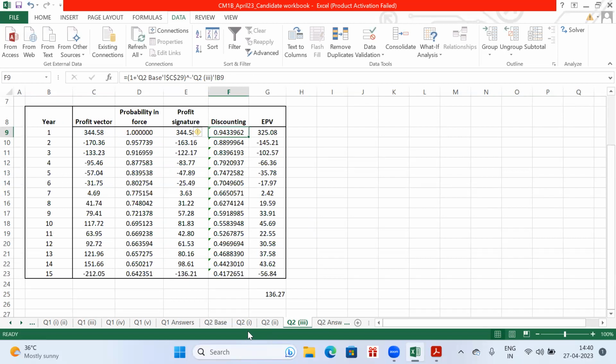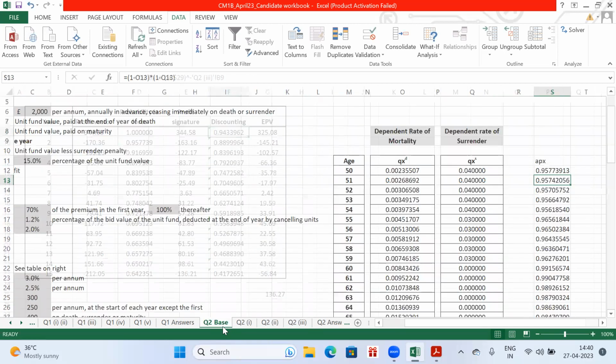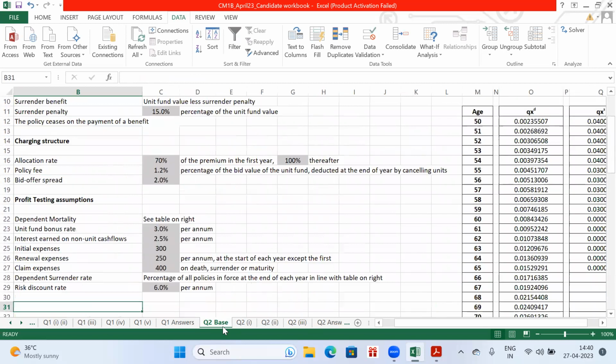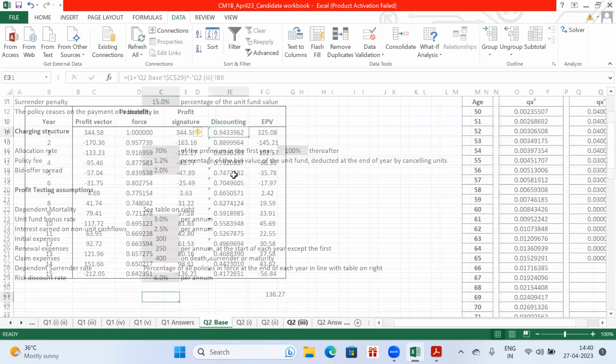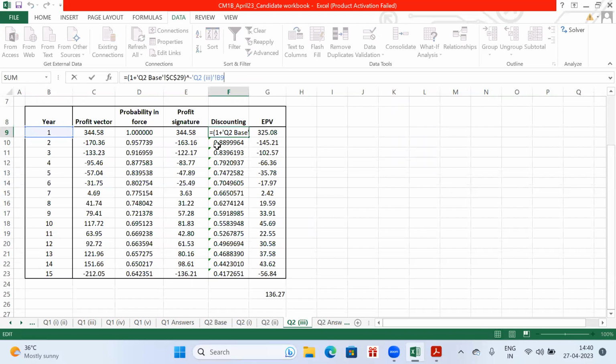Discount rate is given to us in this last value, which is 6%. We have to calculate it on 6% risk discount rate, and to the power minus time, and EPV is nothing but profit signature. And this is my last answer. The present value of profit, 136.27.